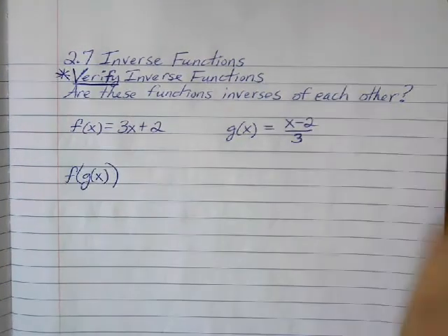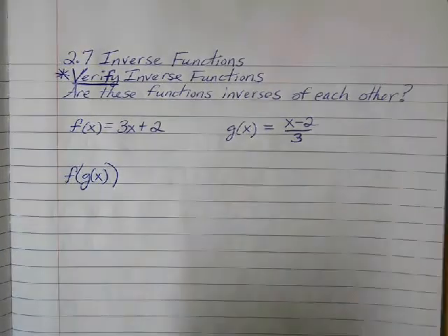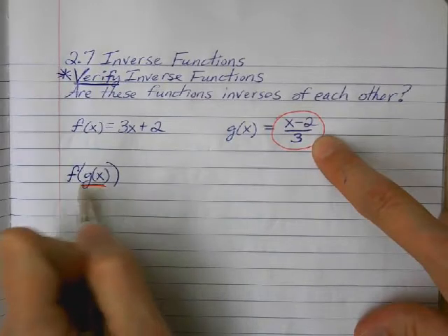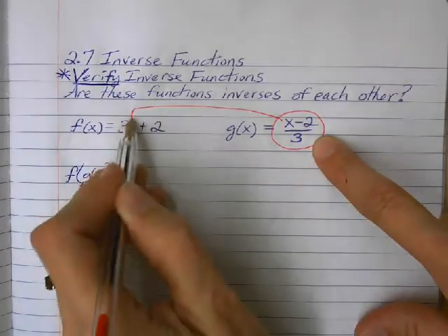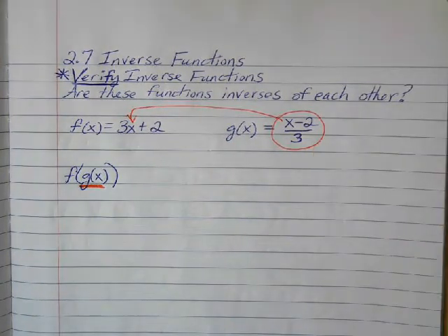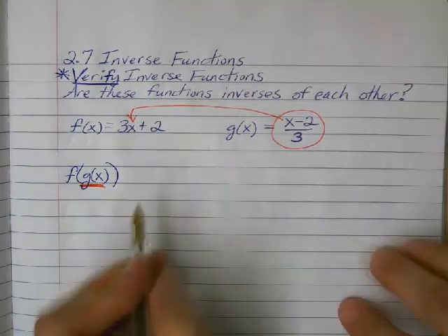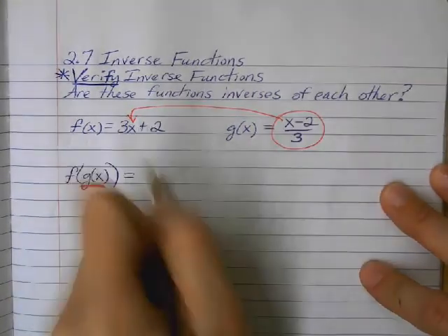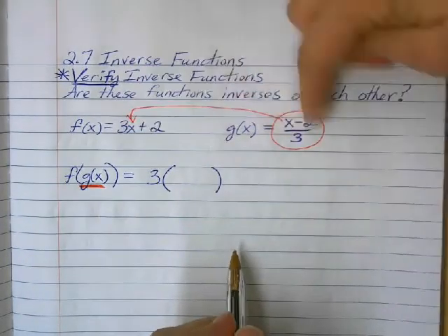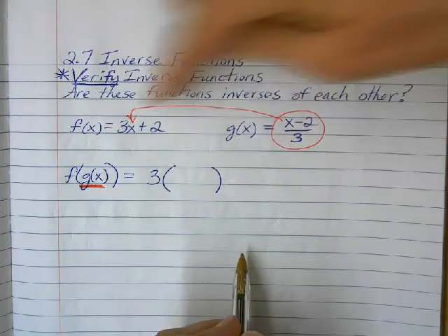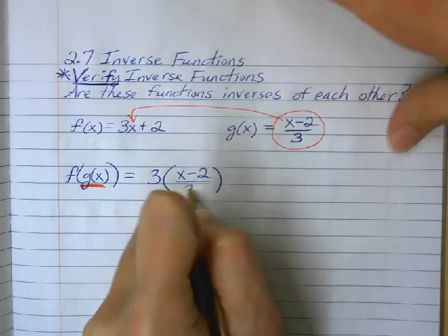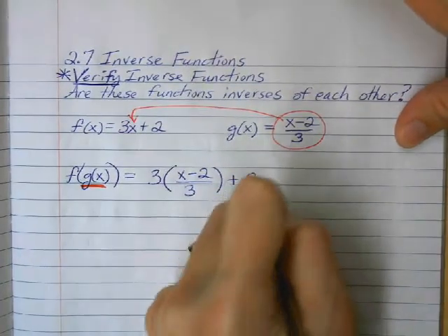That means you take this g of x function over here and plug it into the f of x function. To verify them, you plug one into the other. So if I plug that in, it would be 3 parentheses, and I'm plugging this whole problem into this one. So then it's going to say 3 times (x minus 2 over 3) plus 2.